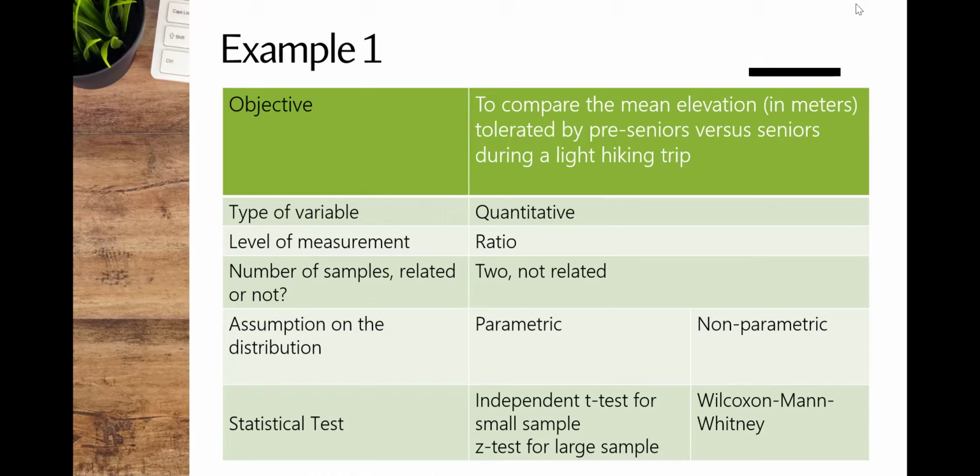Example 1, to compare the mean elevation in meters tolerated by pre-seniors versus seniors during a light hiking trip. Type of variable, quantitative. Level of measurement, ratio. Number of samples, related or not, 2, not related. Assumption on the distribution, we don't know yet, but if it's parametric, we will use the independent t-test for small sample, z-test for large sample. If it's non-parametric, we use Wilcoxon-Mann-Whitney.